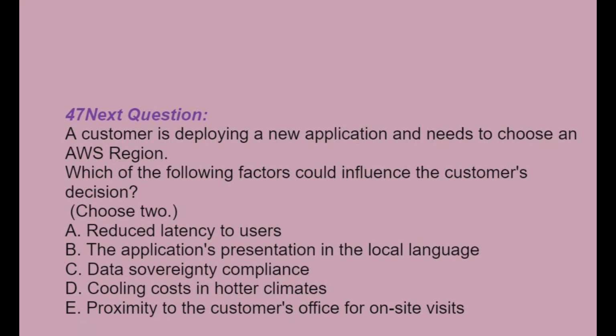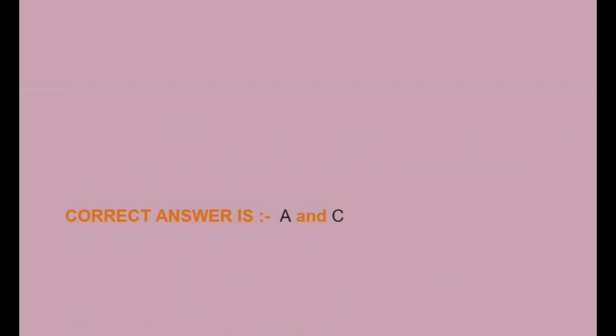Question is, a customer is deploying a new application and needs to choose an AWS region. Which of the following factors could influence the customer's decision? Choose two options. Option A, reduced latency to users. Option B, the application's presentation in the local language. Option C, data sovereignty compliance. Option D, cooling cost in hotter climates. Option E, proximity to the customer's office for on-site visits. Correct answer is option A and option C.